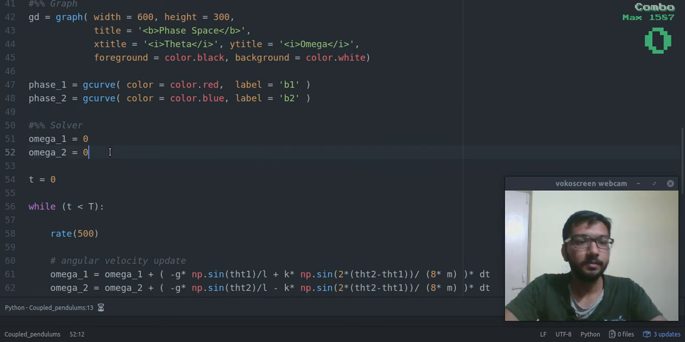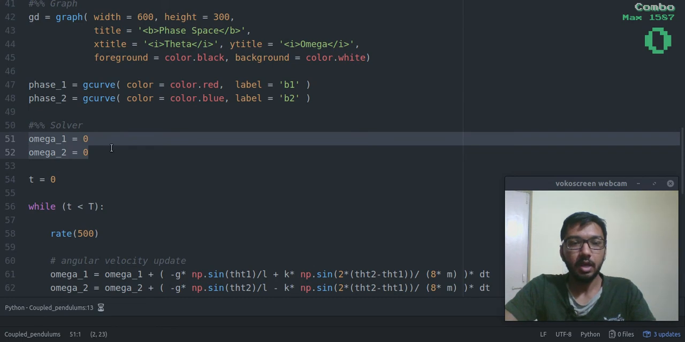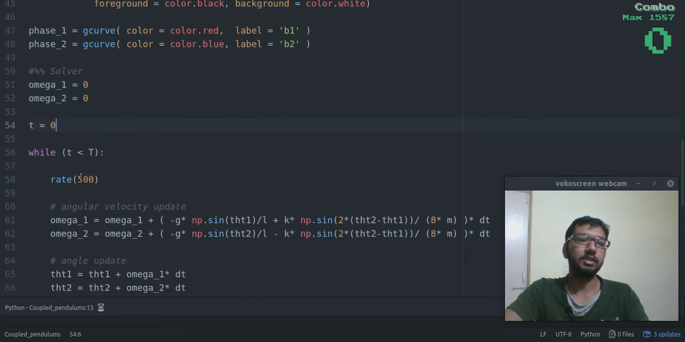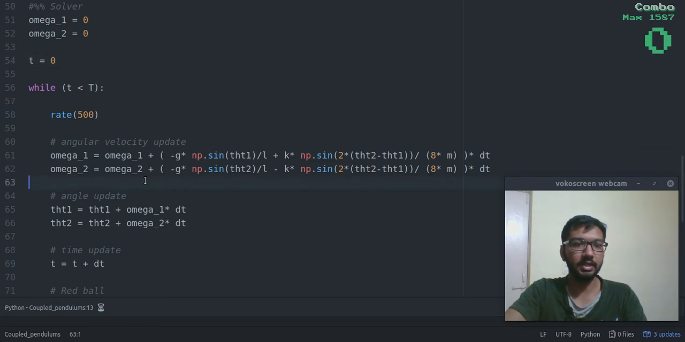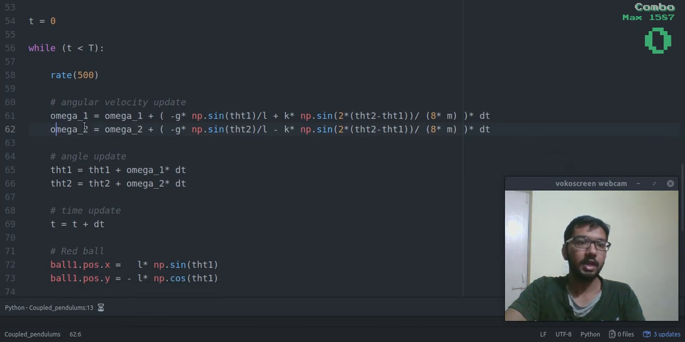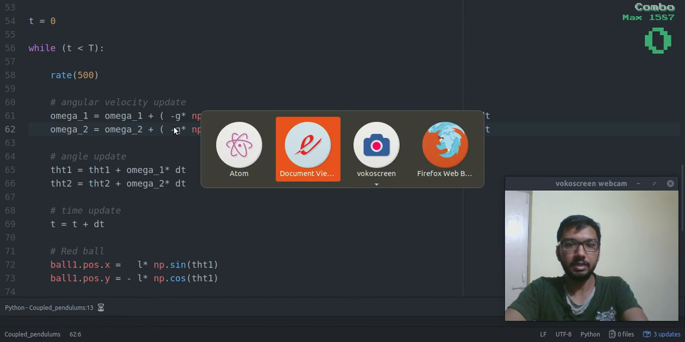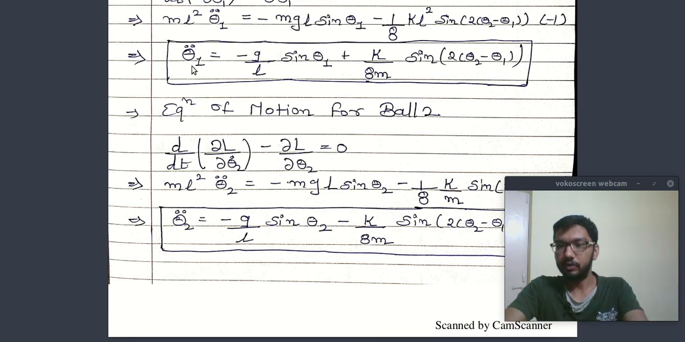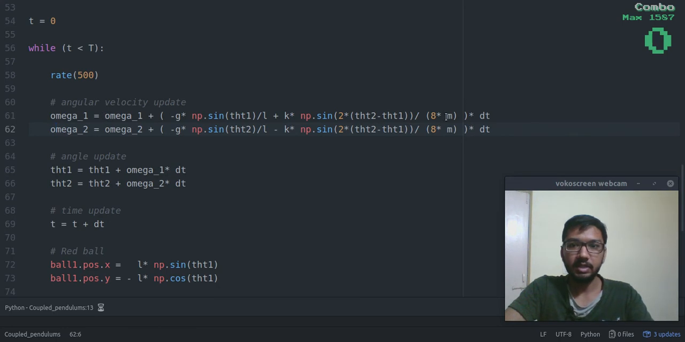And now comes the solver. So here I am first assuming that the initial velocity of both oscillators is 0, meaning theta 1 dot is equal to theta 2 dot is equal to 0, and we start with t equal to 0 time. Okay, and these two are the equations. You must notice that this is the Euler-Cromer method, which is very easy. First, by integrating this term numerically, we will get the velocity term. Here you can see that this whole term is the acceleration term, and multiplying by dt will give you omega 1, which is velocity.